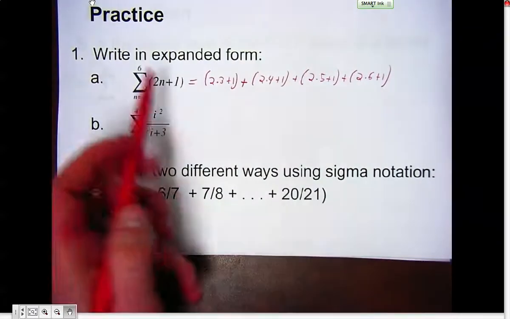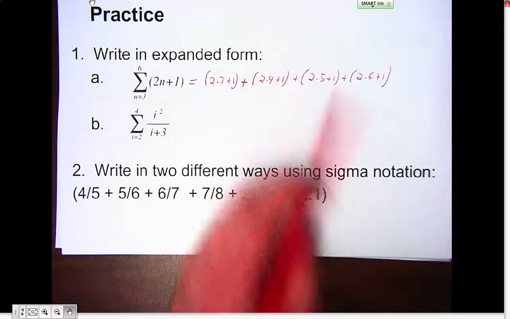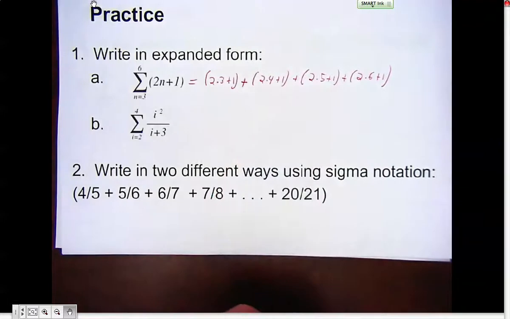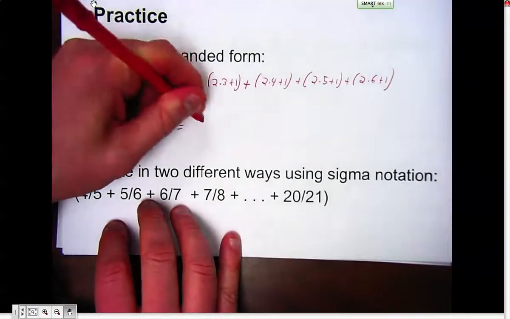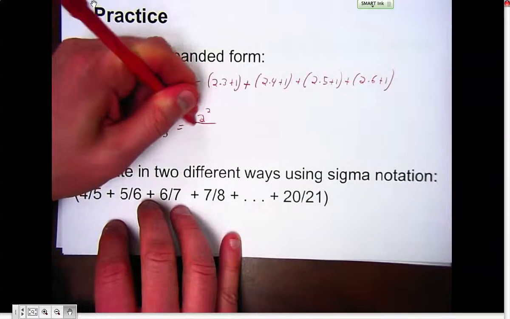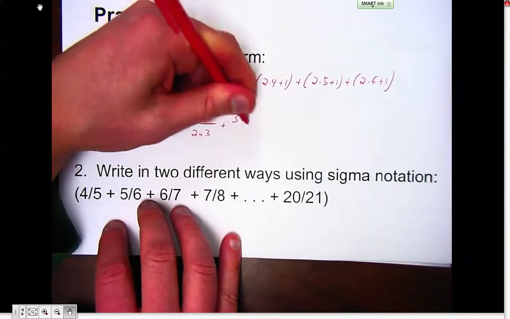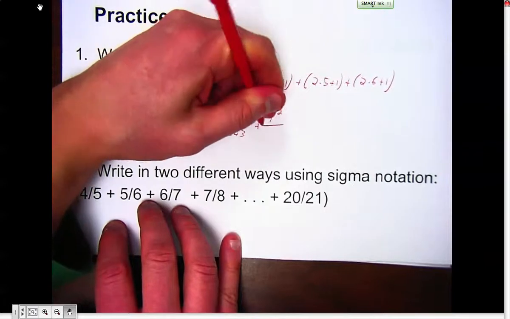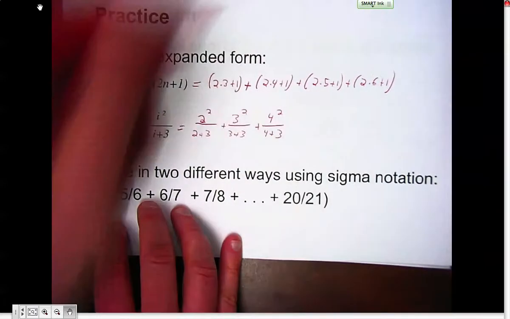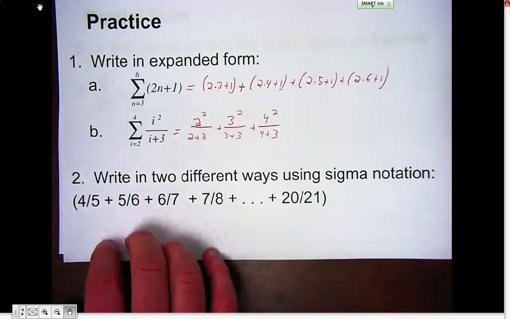I, of course, could go through and figure out this answer now. You know, this is 7, 9, 11, and so on. And I could get that term, or I could get that sum. For the next one, I'm going to start at 2, so I'm going to have 2 squared over 2 plus 3, and then I'm going to have 3 squared over 3 plus 3, and then I'm going to have 4 squared over 4 plus 3. Okay. So that's the expanded form of that series.